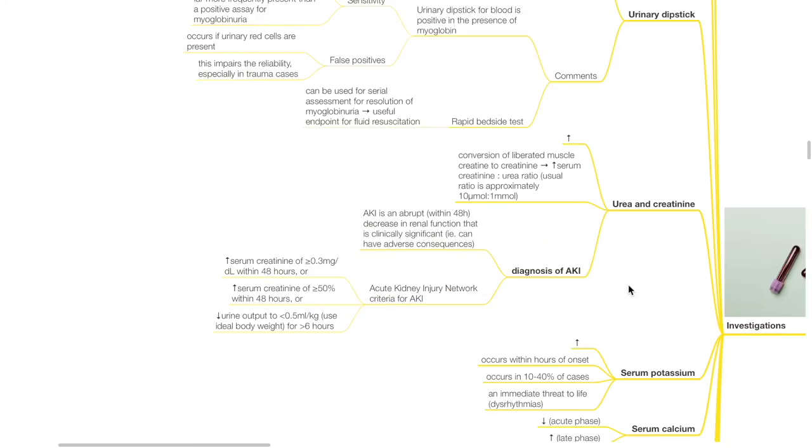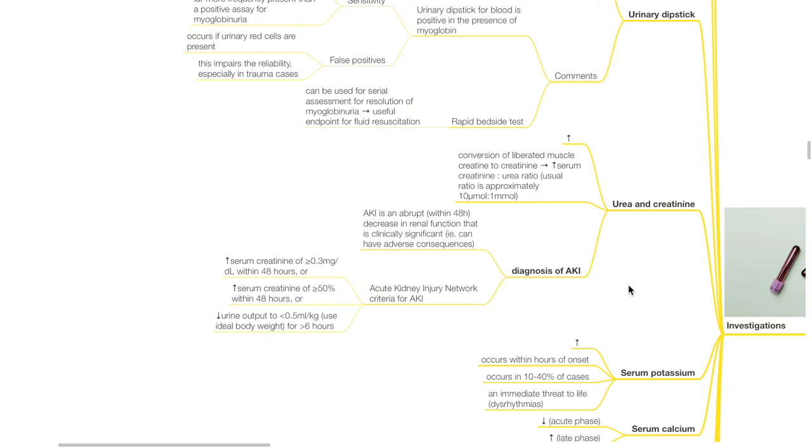Serum urea and creatinine may be increased. Conversion of liberated muscle creatine to creatinine results in increased serum creatinine to urea ratio. The normal ratio is approximately 10 micromole to 1 millimole. Serum urea and creatinine help in the diagnosis of AKI.